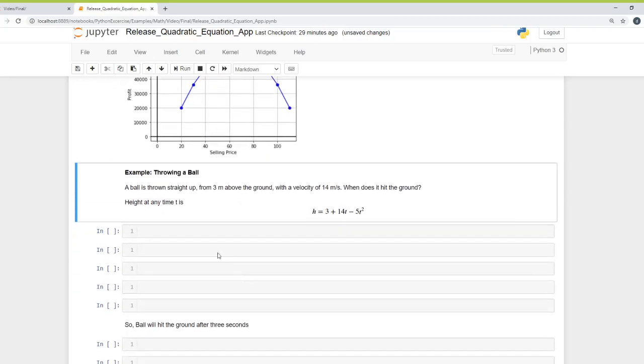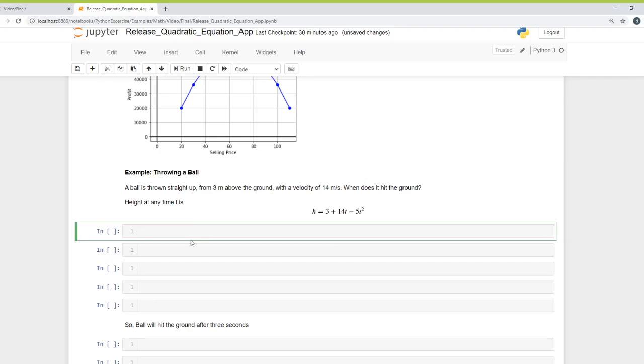Now another example is throwing a ball. A ball is thrown straight up from 3 meters above the ground. Meaning, at time t equal to 0, the height is 3 meters, with an initial velocity of 40 meters per second. When does it hit the ground, and what maximum height will the ball reach, at which time?